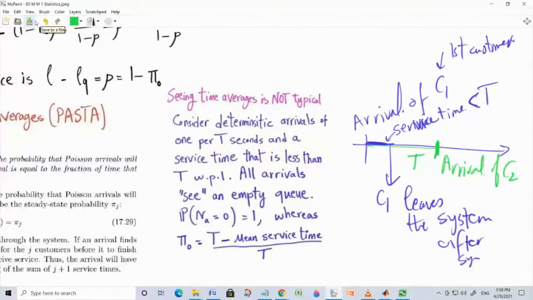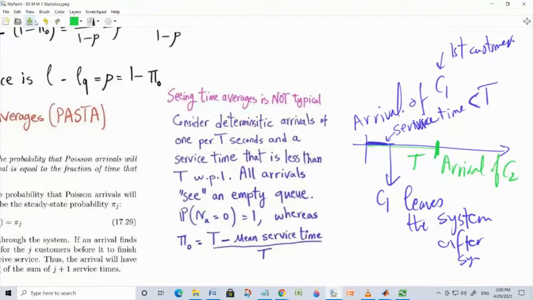Well, the second customer will see that the system is empty, because the arrivals happen every T seconds, while the service is completed in less than T seconds with probability 1. And so from the point of view of an arrival, the system is always empty. If you are one of those arrivals that arrive every T seconds, you will never arrive and find that the server is busy.